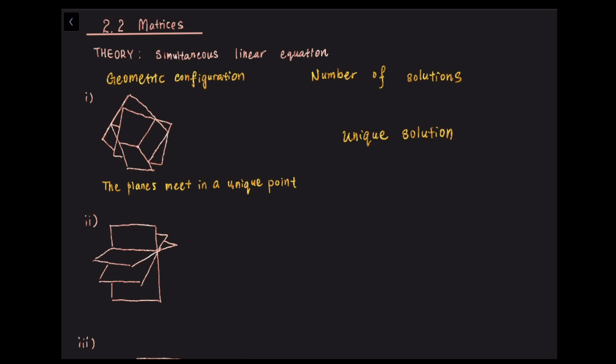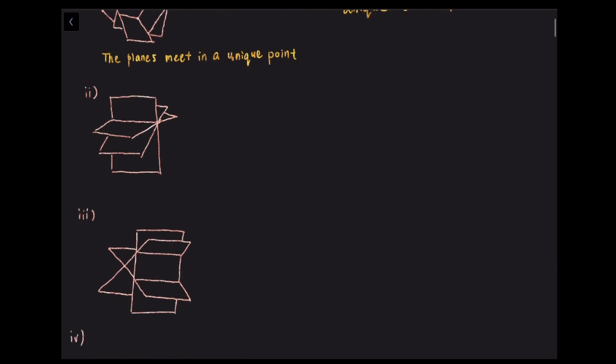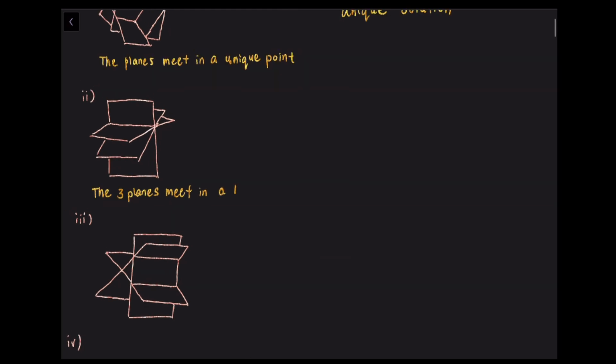The second scenario is when the 3 planes meet in a line, or we call it forming a sheaf. So in this case, as you can see, there are an infinite number of solutions.